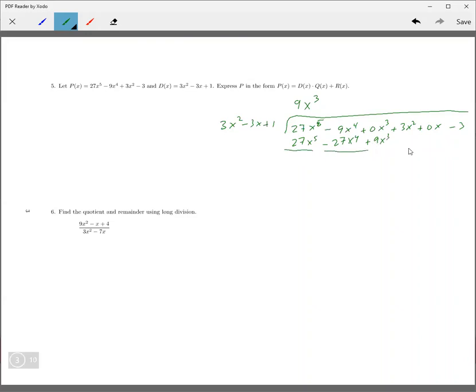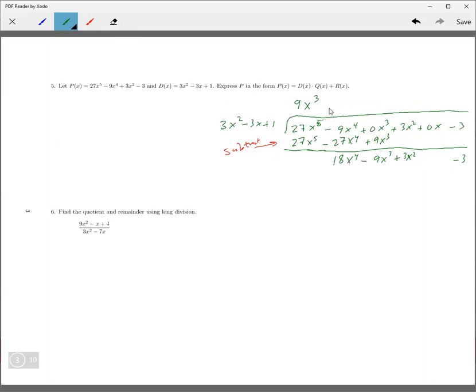Okay, so now here we have to remember to subtract. That's 0. This is going to be positive 18x to the 4th. And this is minus 9x cubed plus 3x squared minus 3. It's optional to write this, by the way. You can just leave it blank. But it's good to put a space there. Okay, next stage.